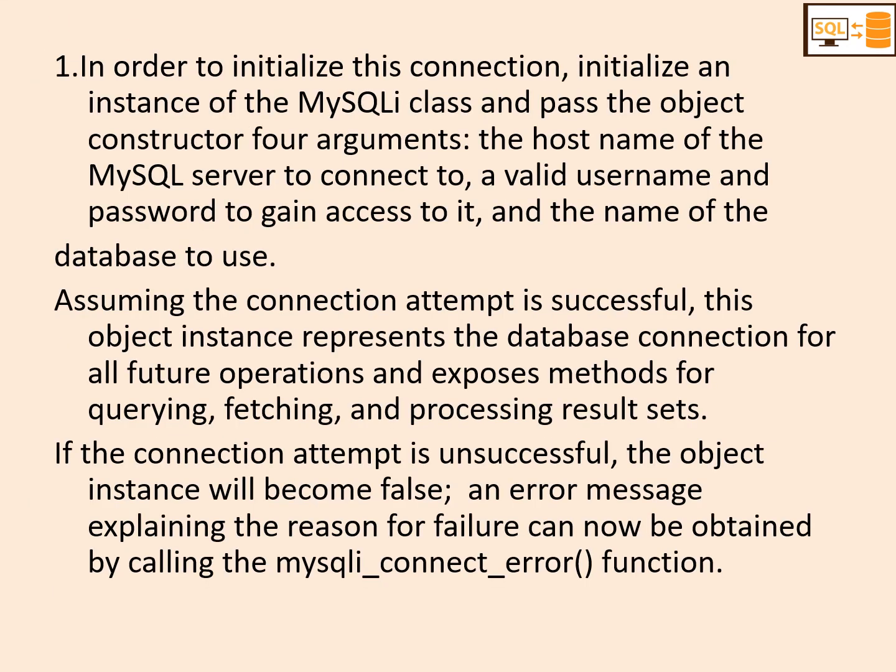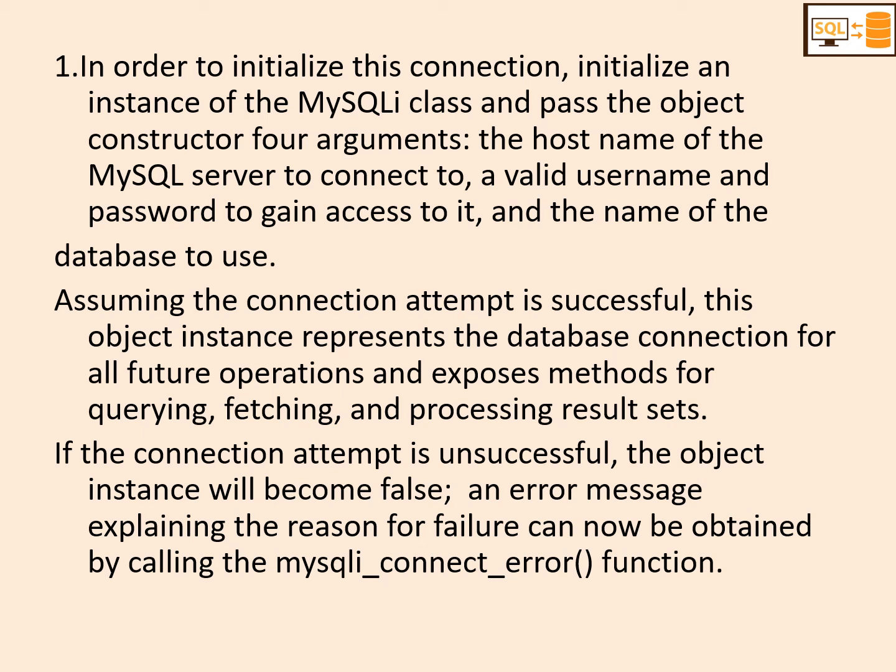This is the explanation of the previous code. In order to initialize a database connection, initialize an instance of the MySQLi class and pass the object constructor 4 arguments. The first argument is the host name of the MySQL server. The second is a valid username. The third is the password. And the fourth is the name of the database.